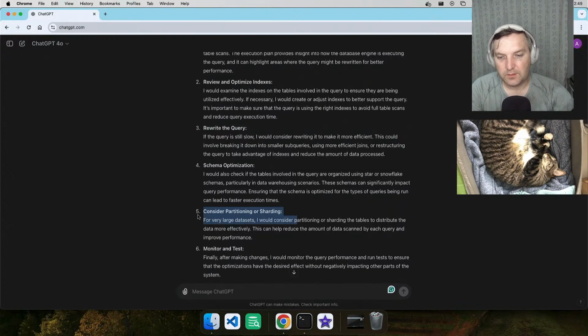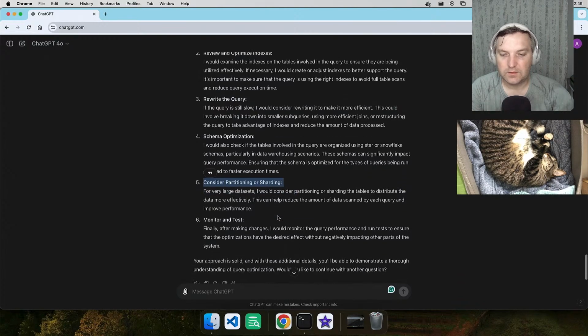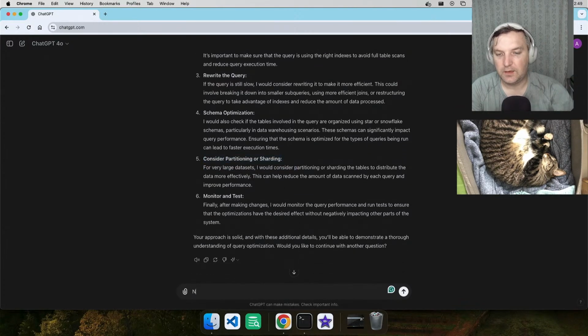Well, okay, I forgot about this one. Of course, you would need to do partitioning and sharding. That's a good idea. I agree. This I missed. Next step.